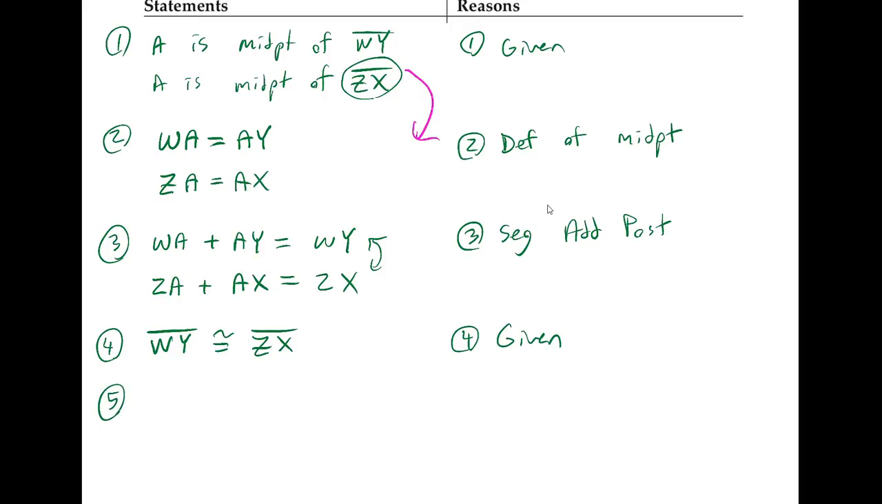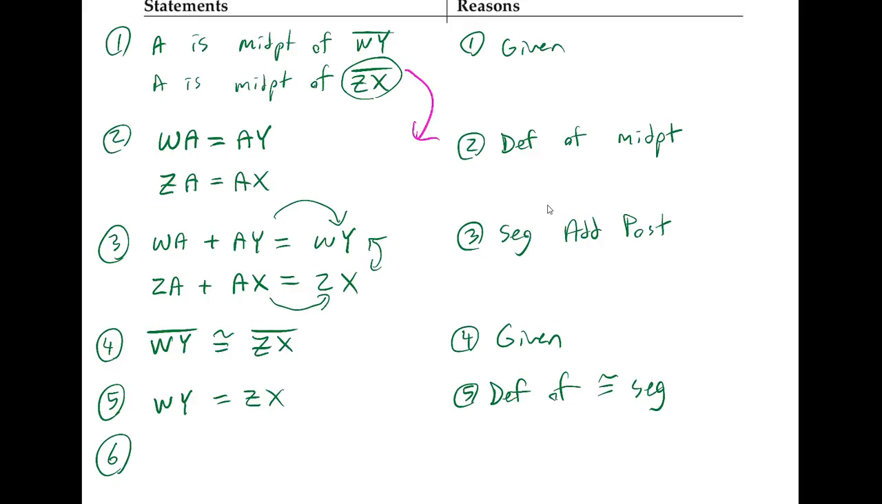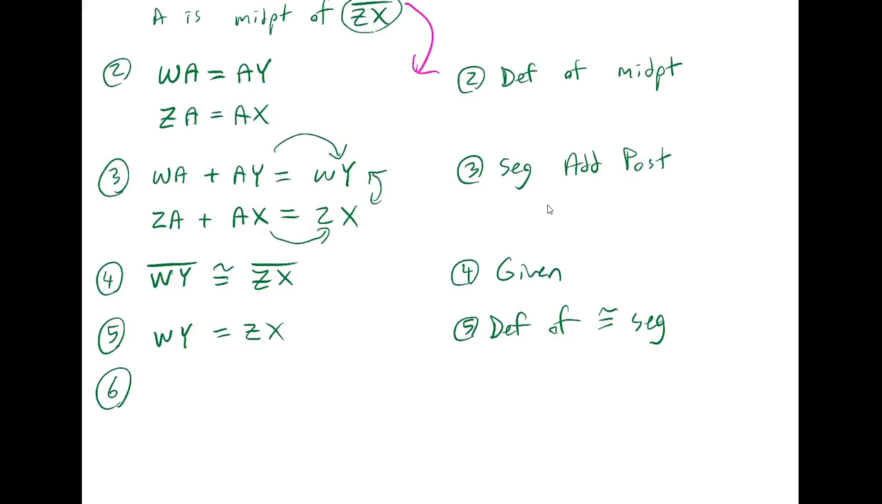And then 5, we're going to turn that into algebra because that's useful for us to do some algebra. So I'm going to say that WY has the same length as ZX. That was the definition of congruent segments. Then step 6, we can tie these together. This is WY and this is ZX, and those are the same. Then with two steps of transitive, or one step of substitution, we can now say that WA plus AY is equal to ZA plus AX. Okay, so that was the substitution property of equality.